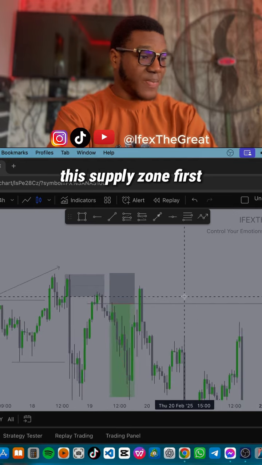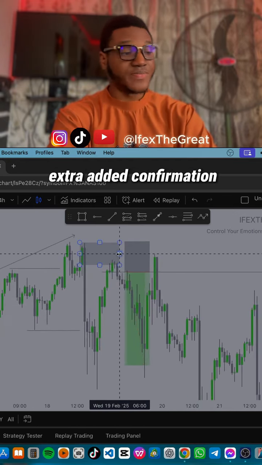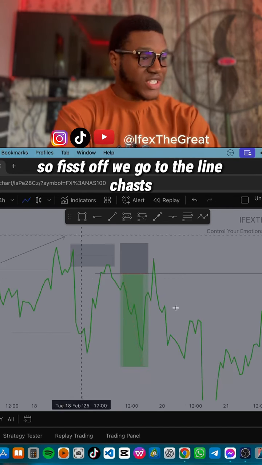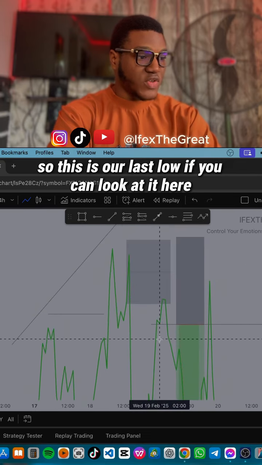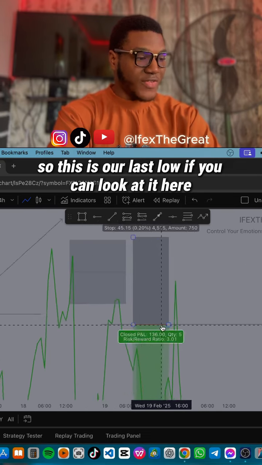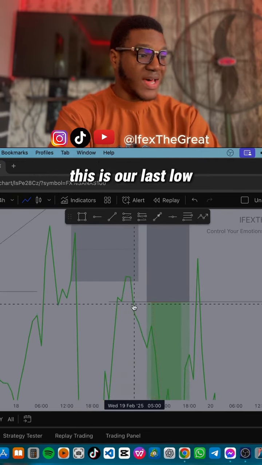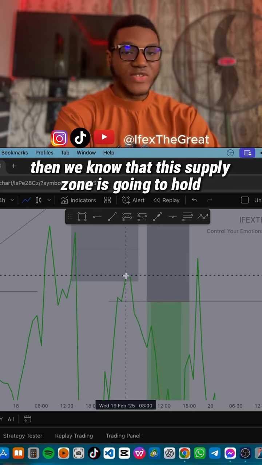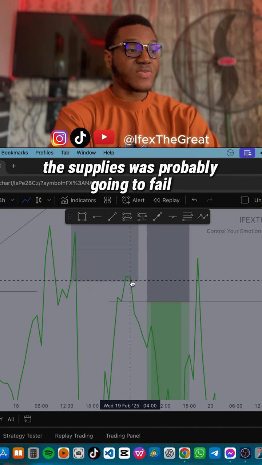I actually marked out the supply zone first, and I didn't want to enter at the supply zone because I needed to see extra added confirmation to verify that yes, this zone will hold. So first off, you go to the line chart. When price entered our supply zone here, this was our last low. I'm going to zoom in a bit now. So if price is able to break this low, then we know that this supply zone is going to hold. If price wasn't able to break this low, then we know that the supply zone was probably going to fail.